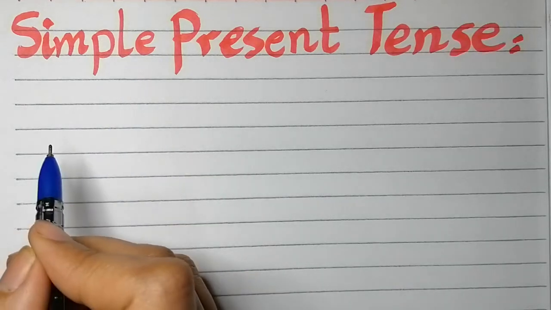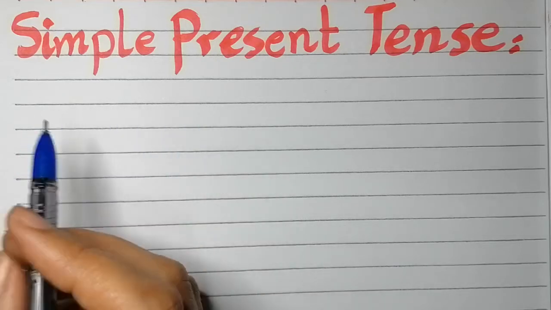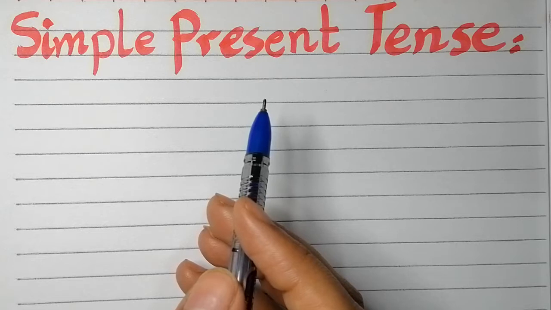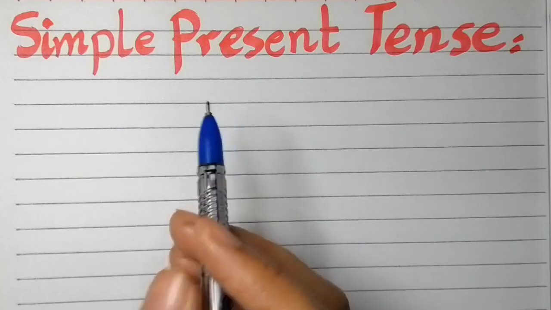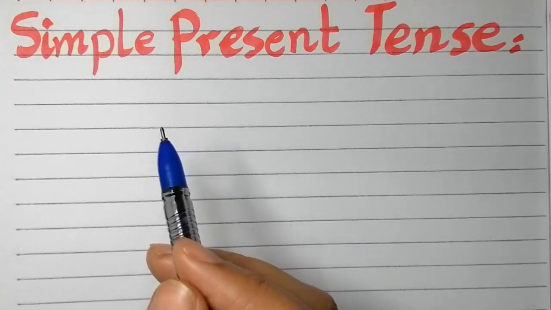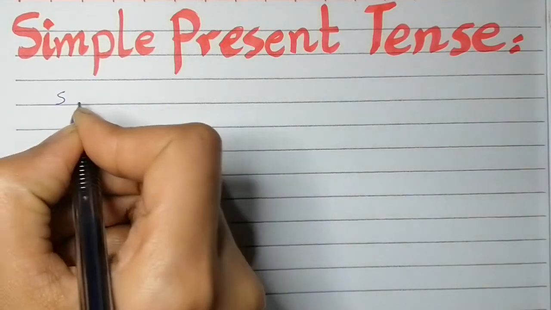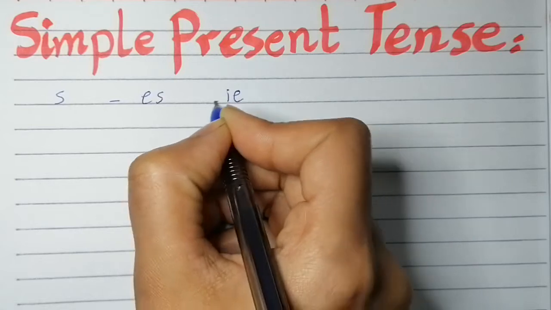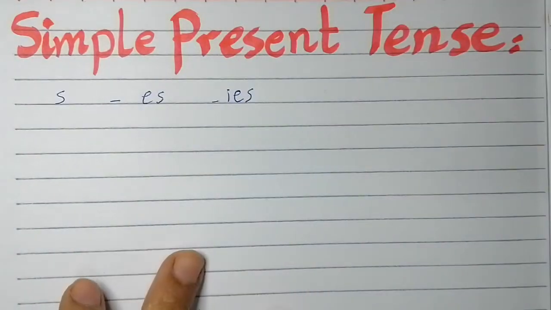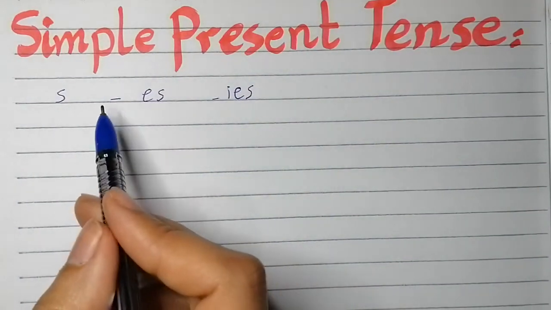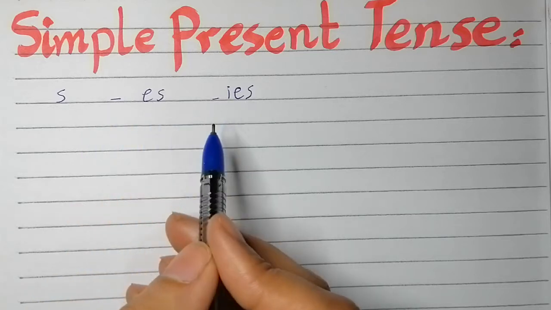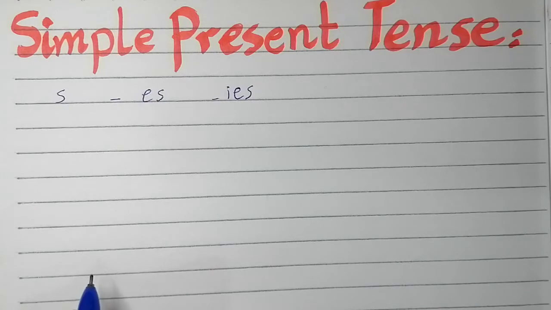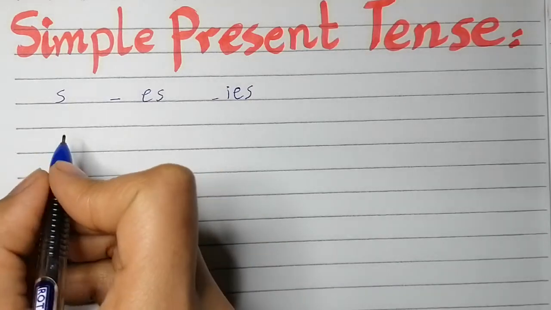Okay, depending on the person, the simple present tense is formed by using the root form or by adding s or es or ies to the verb. Okay, so we add s, es, ies to the verb. For example, let's take these examples on simple present tense.